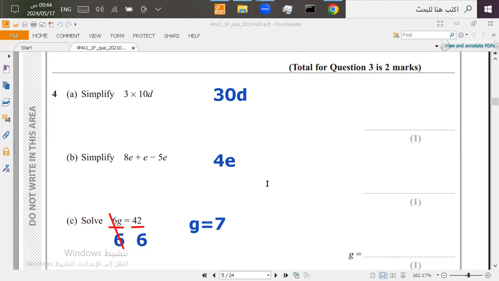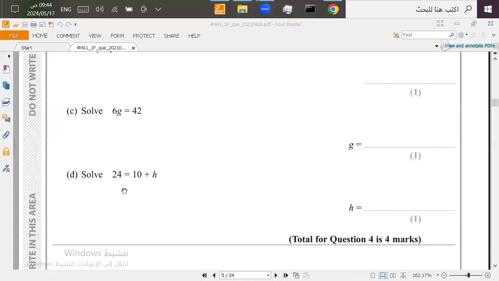The answer is 7. Now, when you simplify, focus on the numbers, focus on the coefficients, and focus on the signs between them. And even with solving, you have to focus on the steps and how to do them, okay? Now let's move on to the next one.